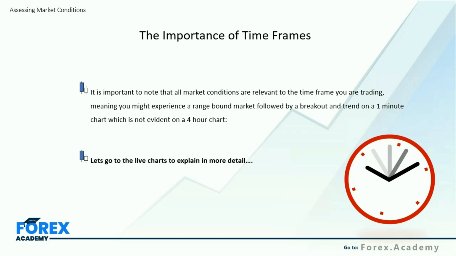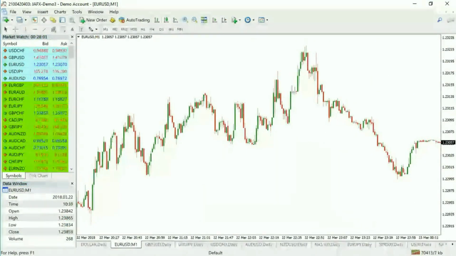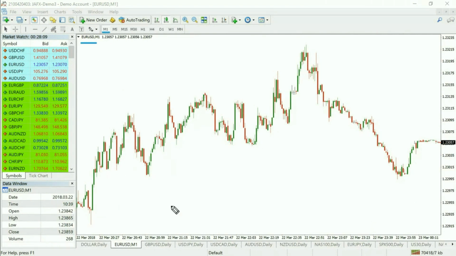Now, to explain this in a little bit more detail, let's share with you a live chart at the point of this recording, and I'll try and explain this in more detail for you. So just looking at this bit of price action, what we can clearly see, and this is a 1 minute time frame, and this just happens to be the euro dollar, is prices trending to the upside.